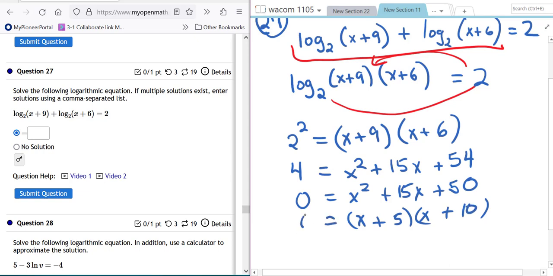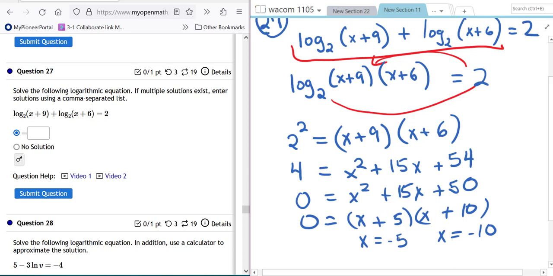We're going to work there. And we can solve. So we have x equals negative 5 and x equals negative 10. I'm real concerned with these, seeing negatives there. We have to go back and check in the original.